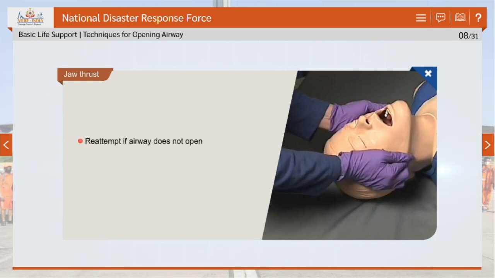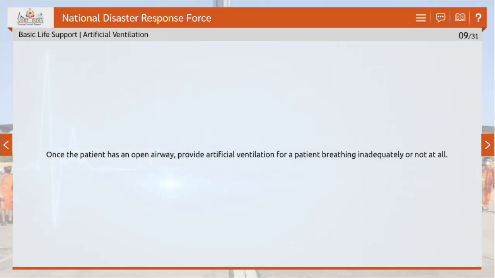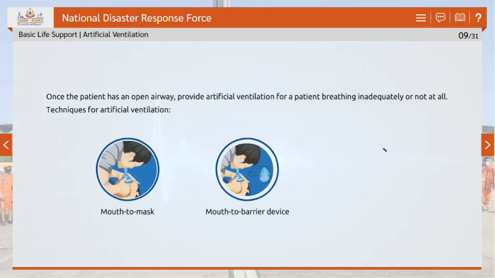Reattempt if airway does not open. Reposition and reassess. If unsuccessful, consider using airway adjunct. Once the patient has an open airway, you can provide artificial ventilation for a patient breathing inadequately or not at all. There are many techniques for artificial ventilation. You should be competent in 3, listed below in the recommended order of preference: mouth-to-mask, mouth-to-barrier device and mouth-to-mouth.